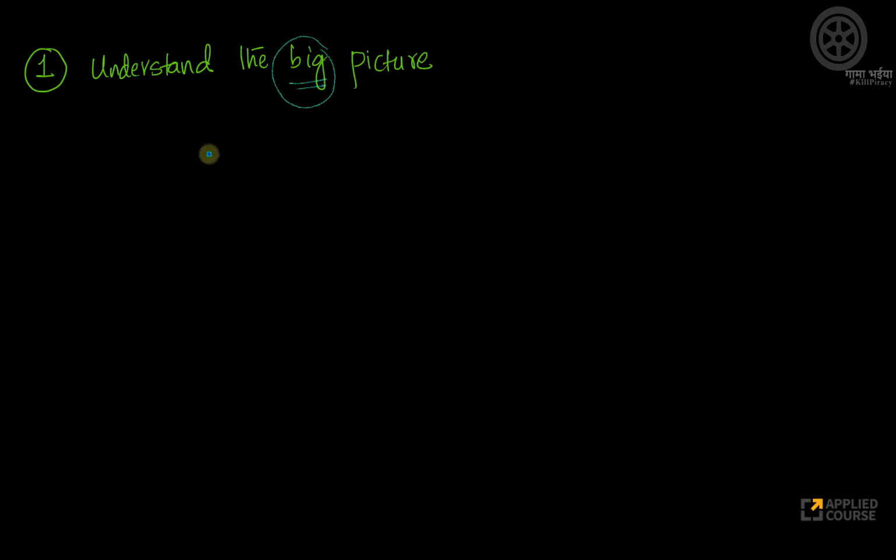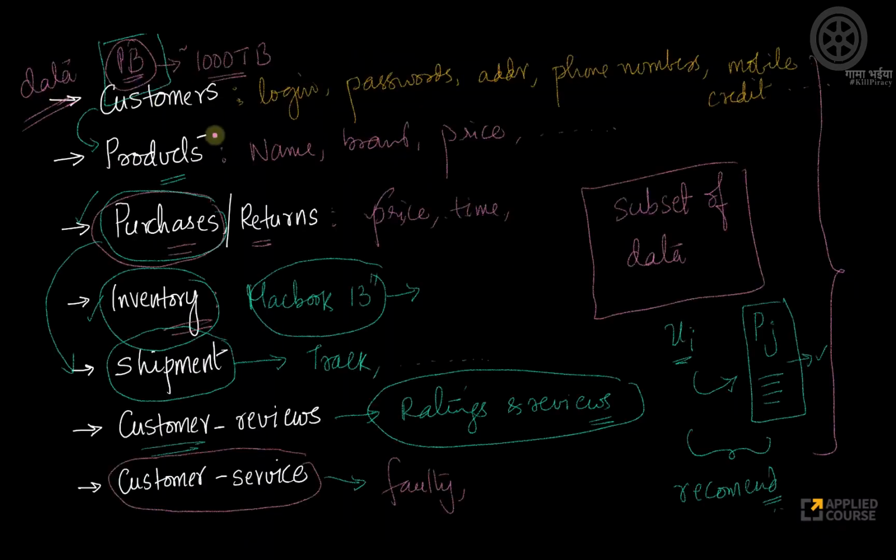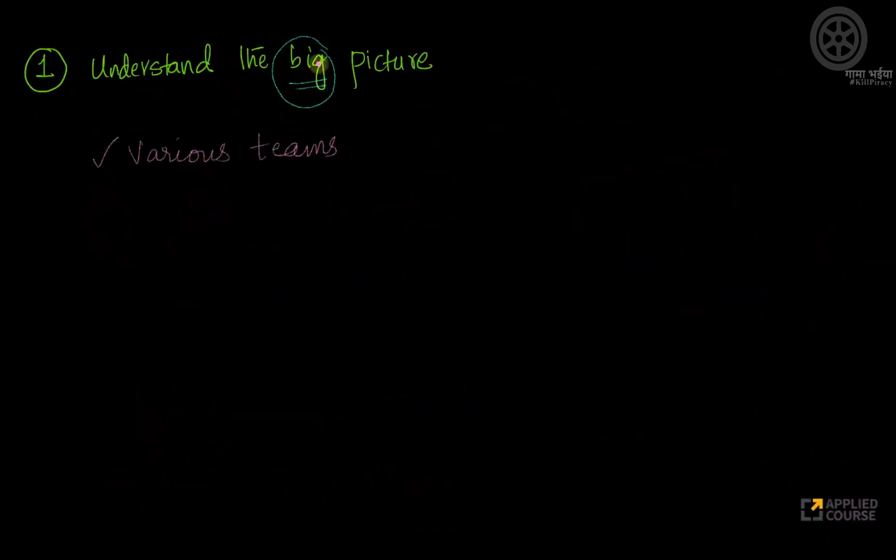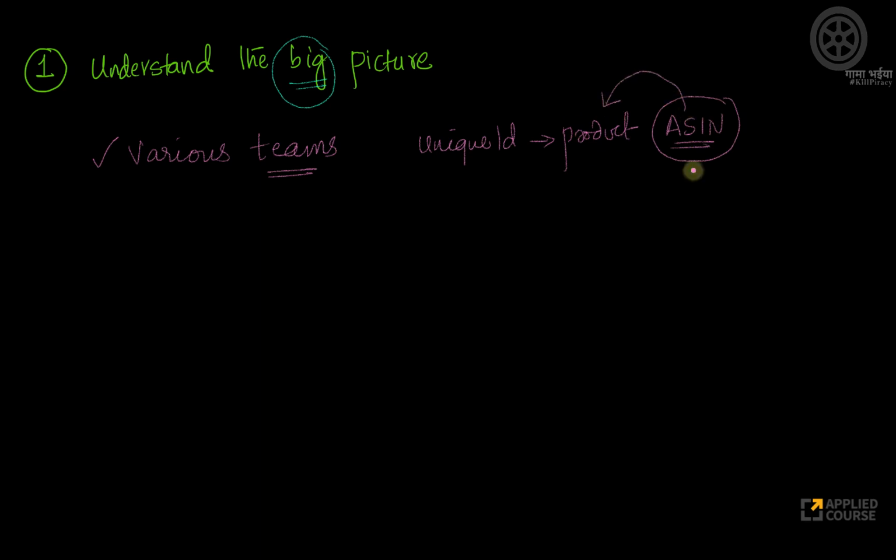To understand the big picture, there are multiple steps here. I go and talk to various teams and understand the basics of data. For example, there might be one team which is responsible for storing all the products information. Whenever a new product is added to Amazon, there might be one team responsible for adding that information. They might give unique IDs for each product. Actually, Amazon has something called ASINs, Amazon Standard Identification Numbers. These are unique IDs given to every product on Amazon, right?